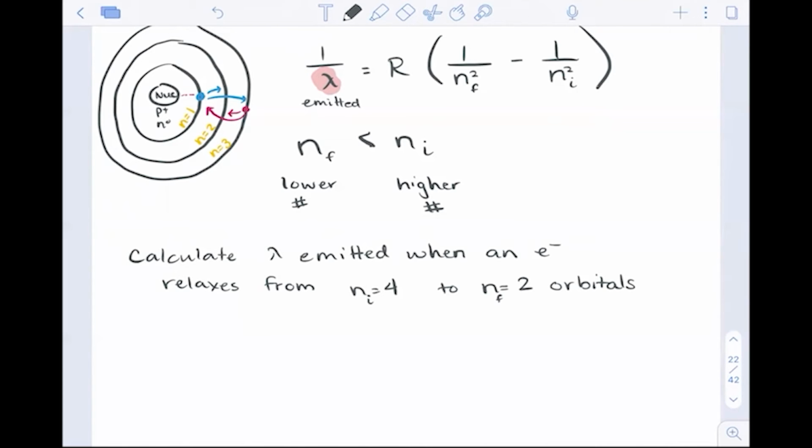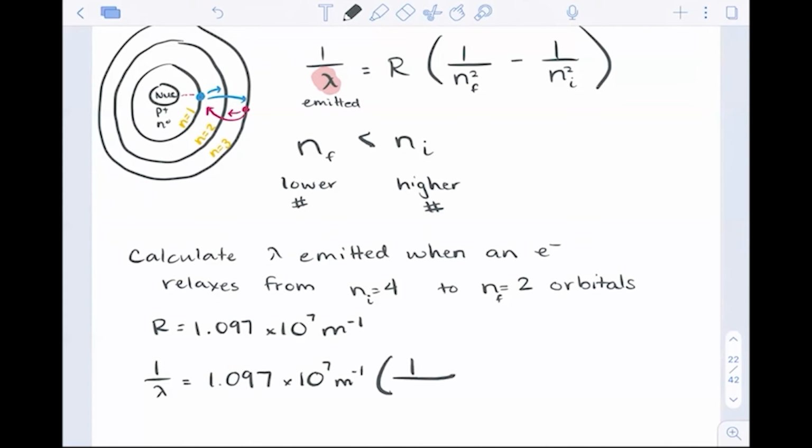Now R, again, will always be given to you: 1.097 times 10 to the positive 7 inverse meters. Notice that we are calculating 1 over lambda. That's just how it was calculated, and so R is where we get that unit: 1.097 times 10 to the positive 7 inverse meters, 1 over meters. Let's go ahead and plug that in. 1 over lambda equals 1.097 times 10 to the 7 meters to the minus 1.